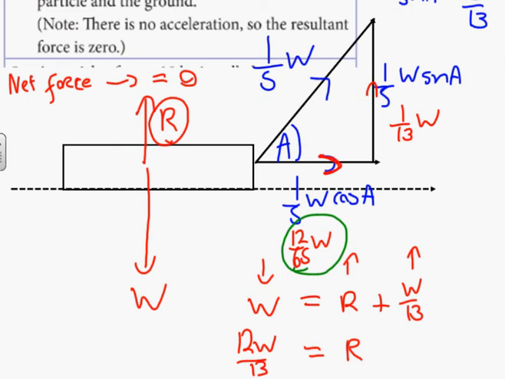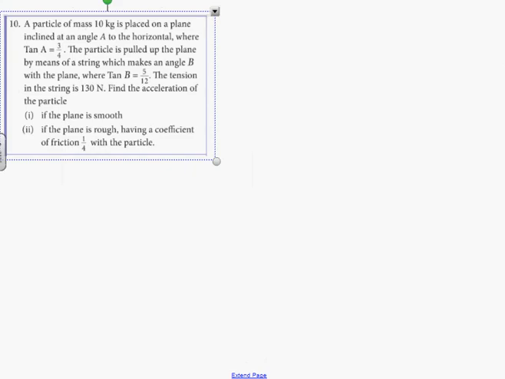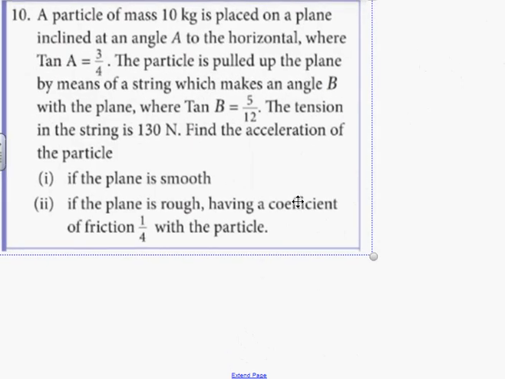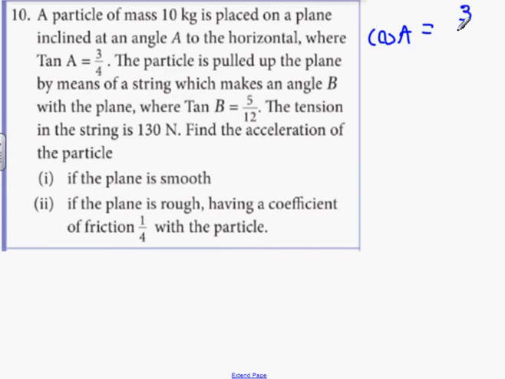Question 10. A particle of mass 10 kilograms is placed on a plane inclined at angle A to the horizontal, where tan A equals 3 over 4. The minute I see tan A, guys, I always say cos A is 3 over 5, sin A is 4 over 5.